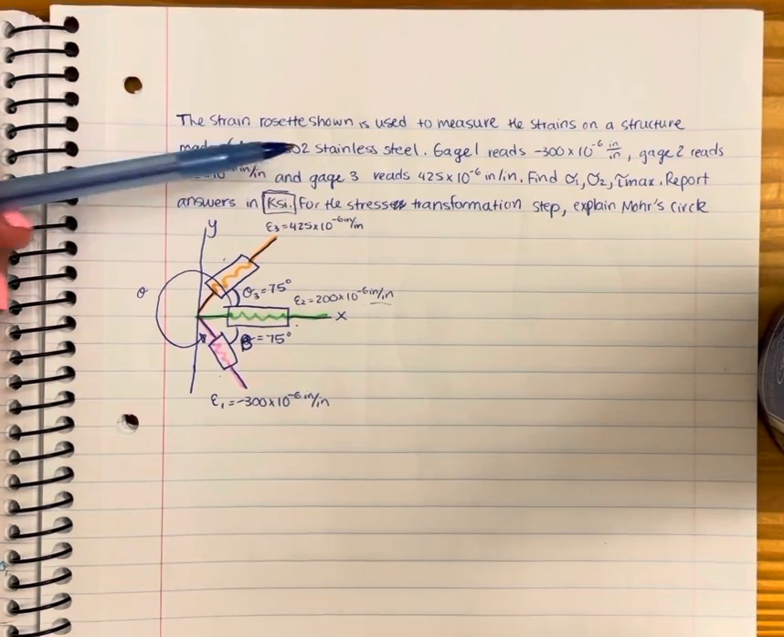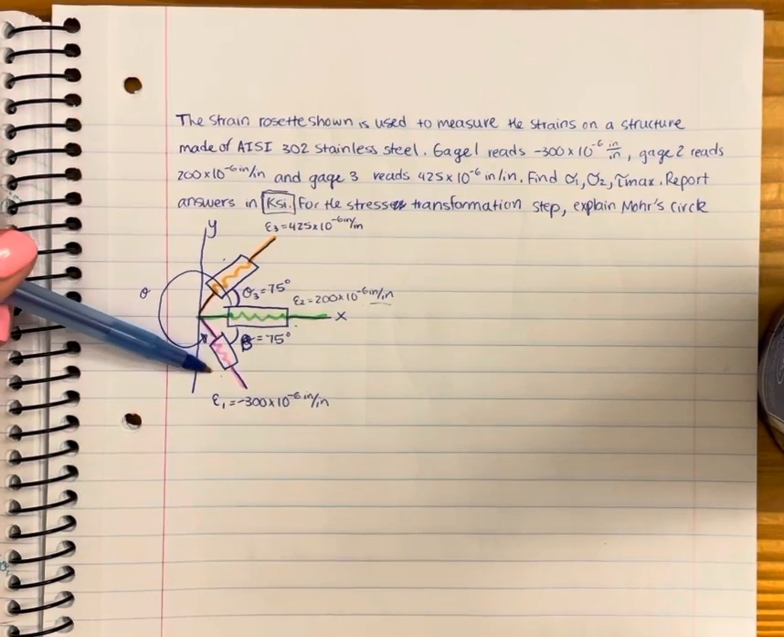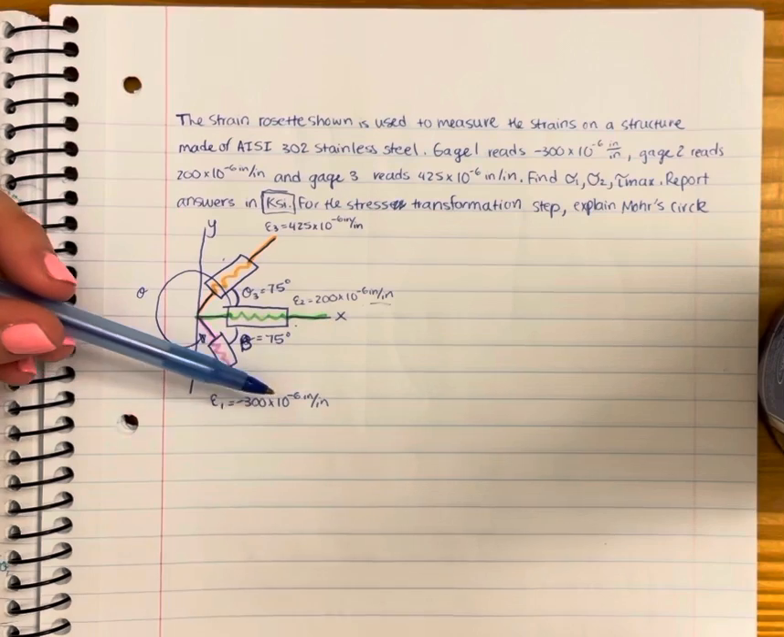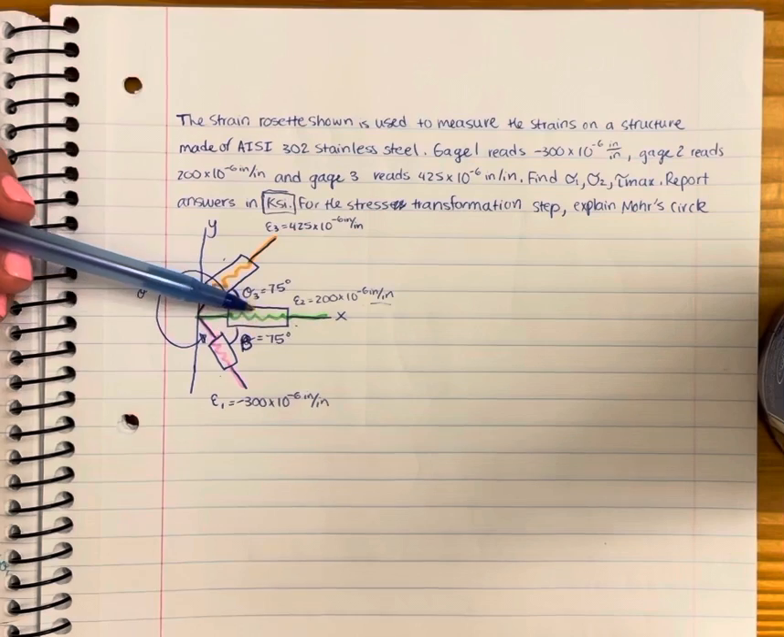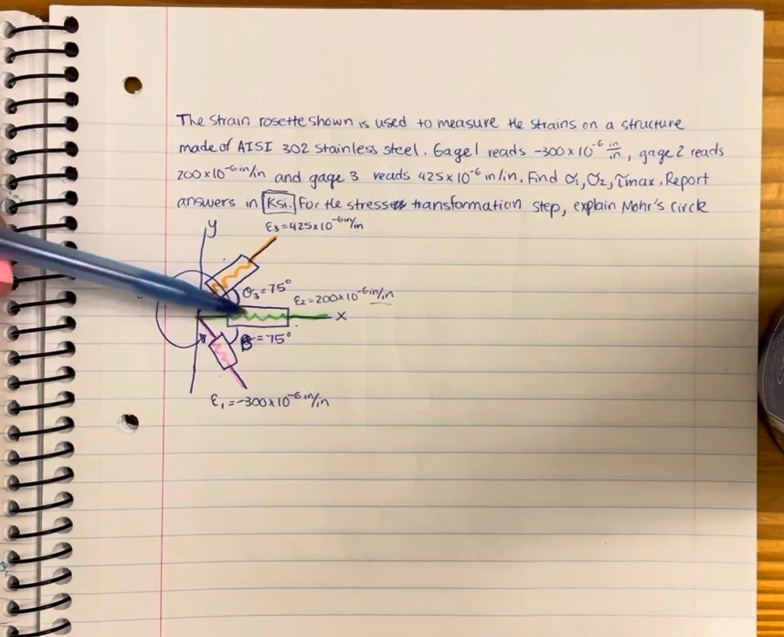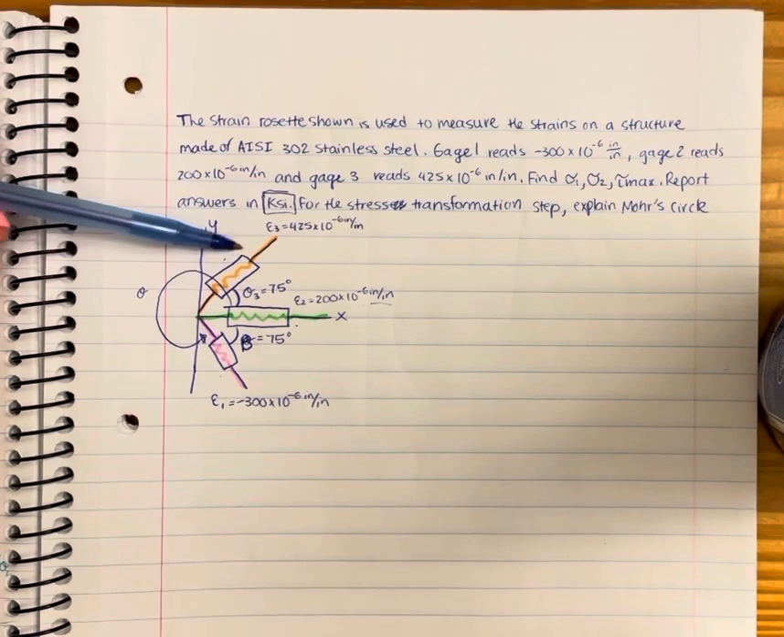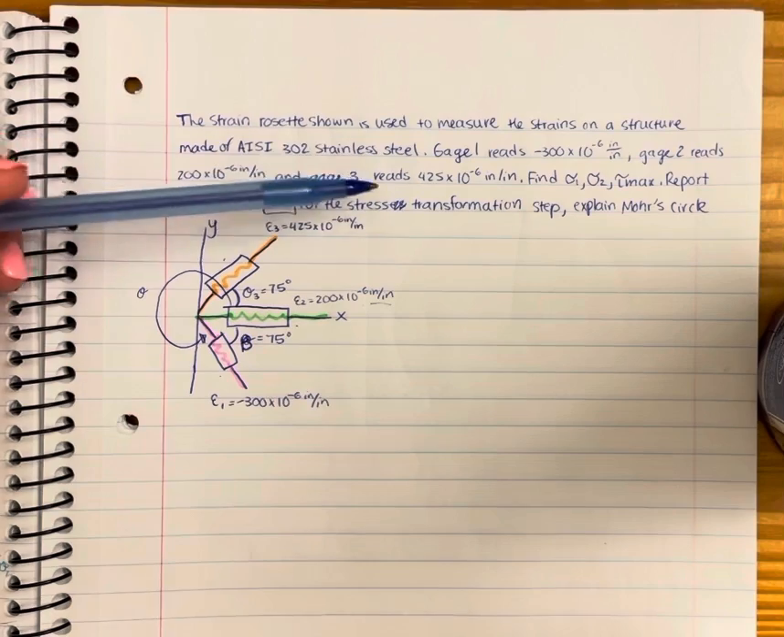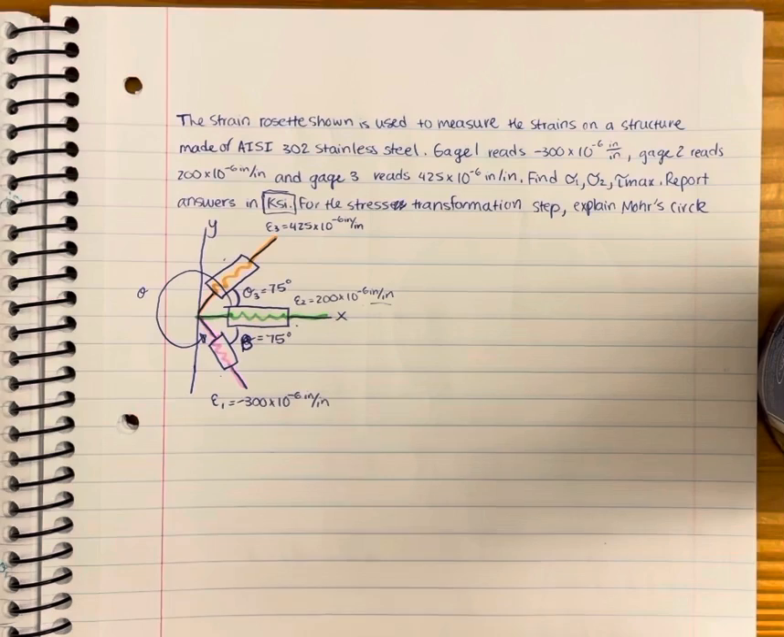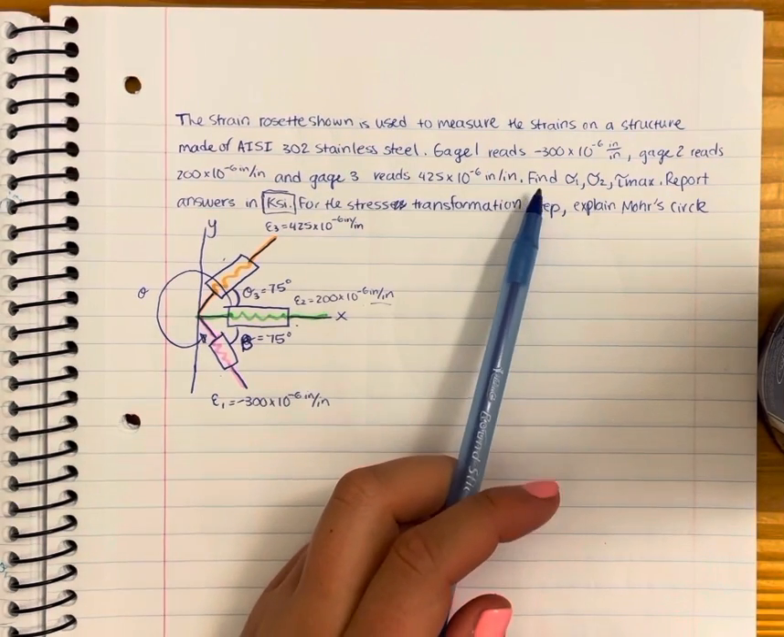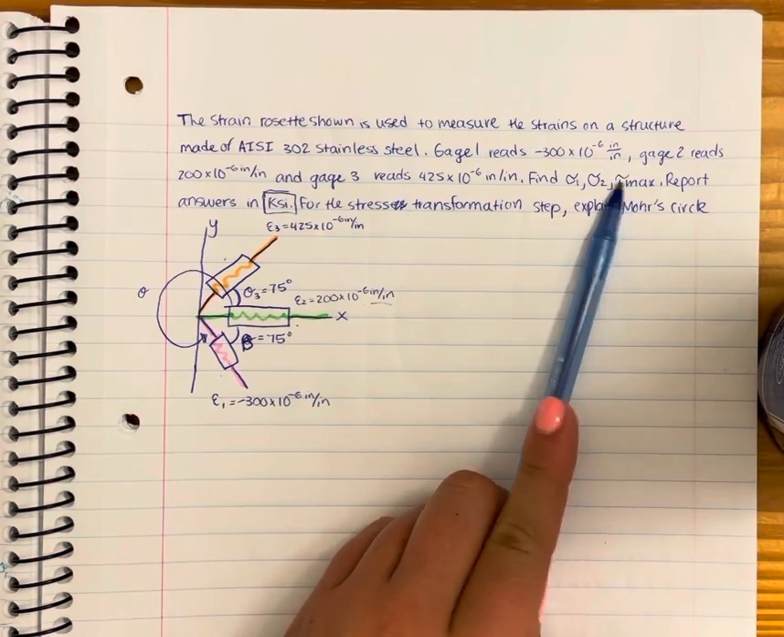AISI 302 stainless steel. Gauge 1, which is the pink right here, reads -300 times 10 to the -6 inches per inches. Gauge 2, which is green, reads 200 times 10 to the -6 inches per inches. And gauge 3, which is the orange, reads 425 times 10 to the -6 inches per inches. Find the principal stresses as well as the shear stress max.